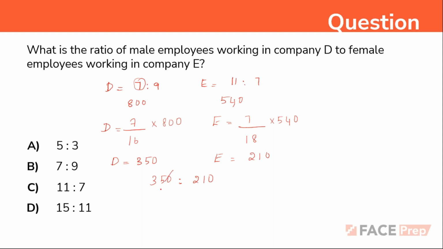Now I need to find the ratio between 350 and 210. So you can go with 7. 5 sevens are 35 and 3 sevens are 21. So hence my answer is 5:3, which is option A. I hope this question is clear for everyone, right? Shall we move to the next one?